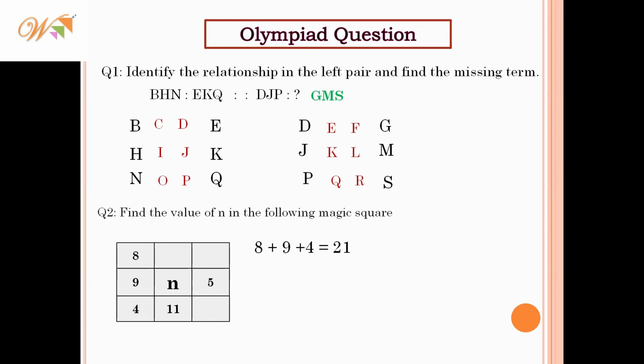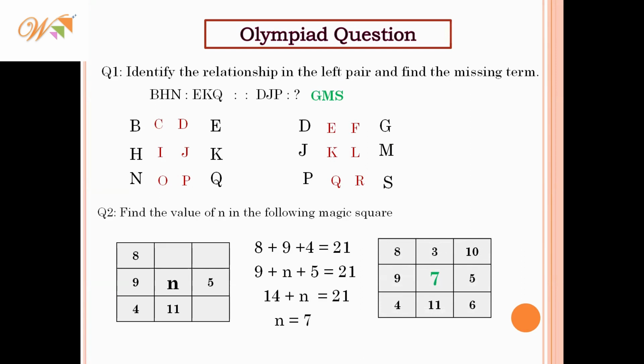So 8 plus 9 plus 4 is 21. So 9 plus N plus 5 will also be 21. So 14 plus N will be 21. That means N is equal to 7. And similarly, you can find all the numbers. So yeah, this is the final answer for the magic square. Though we just have to find the answer for N. So N is 7 over here.